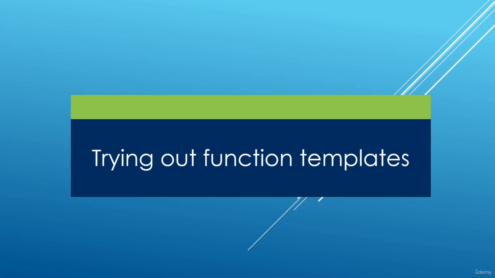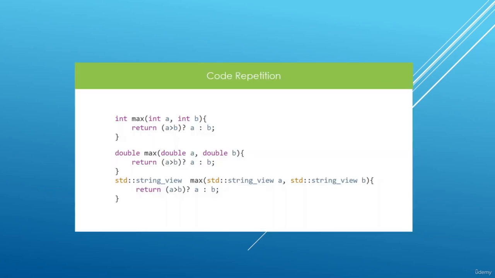In this lecture, we're going to set up our very first function template. And again, function templates are a mechanism we have in C++ to avoid code repetition. For example, if you are setting up function overloads. If you look here, we have our max function, and we have multiple overloads for this function. We can call it with int, double, and string view here.